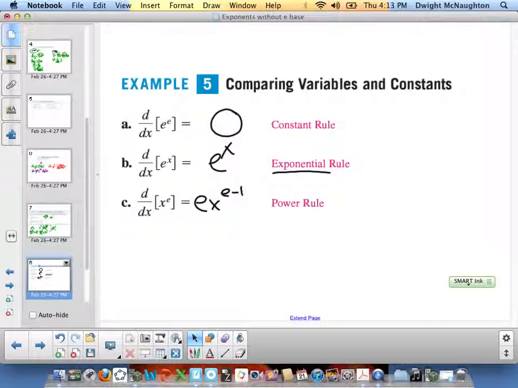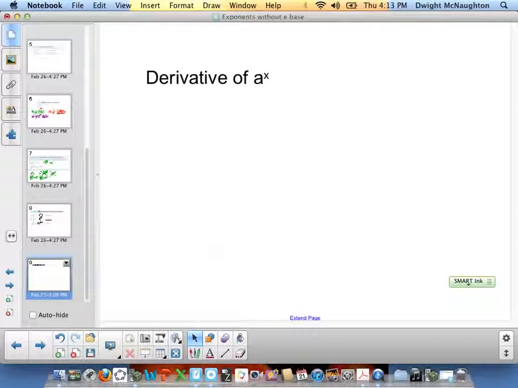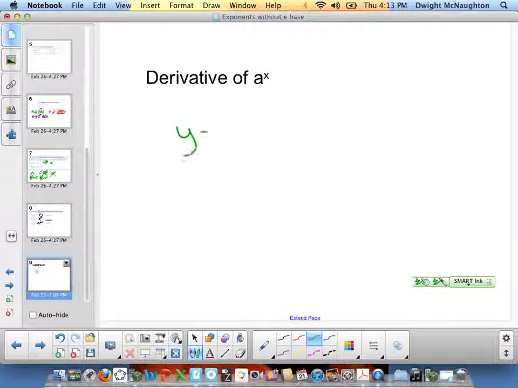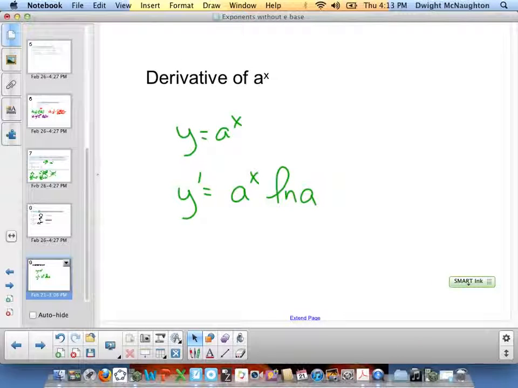All right, so in review, the derivative of a to the x. If y equals a to the x, the derivative of y will also be a to the x, but because the base is not e, you're going to have to multiply by the natural log of our base. So the derivative of a to the x is a to the x times natural log of a.